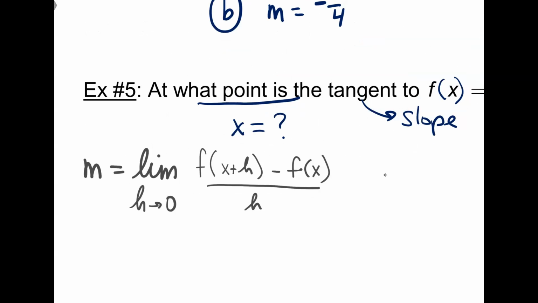Did I put it on the other page? I did not.